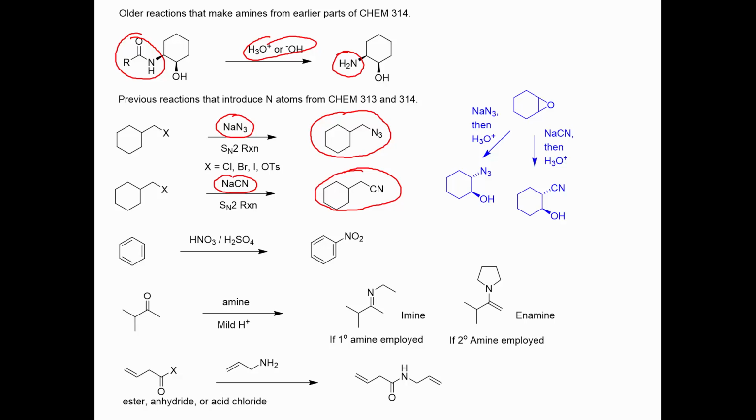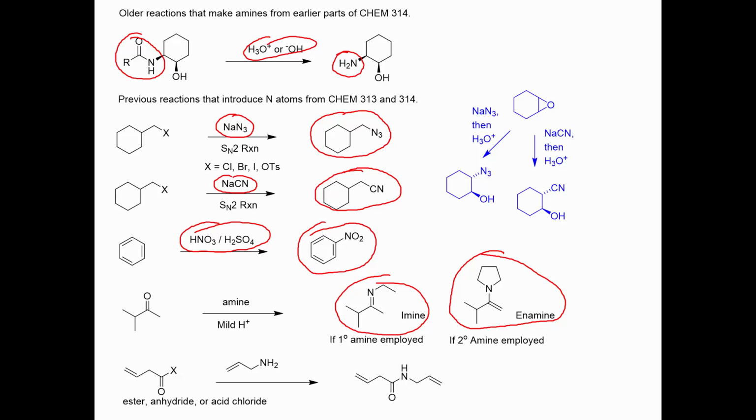In the aromatic chapter, we saw how you could introduce nitrogen through a nitration process, nitrating an aromatic ring using nitric acid and sulfuric acid, which gives you an organic nitro compound. In the ketone and aldehyde chapter, we saw how you could take a ketone and react it with an amine under mild acid or base, and if you use a primary amine or ammonia, you'll get an imine. And if you use a secondary amine, you will get an enamine.